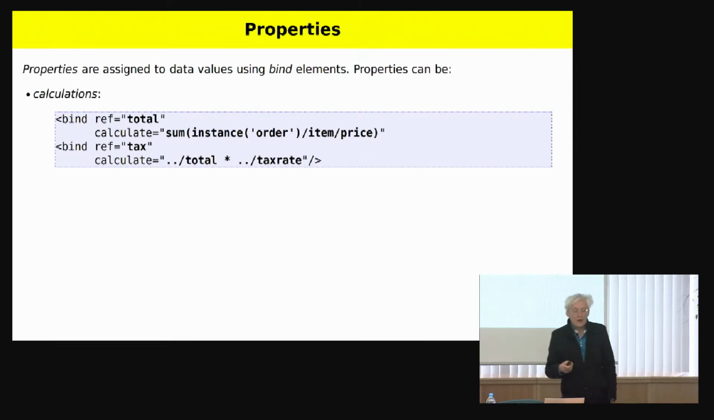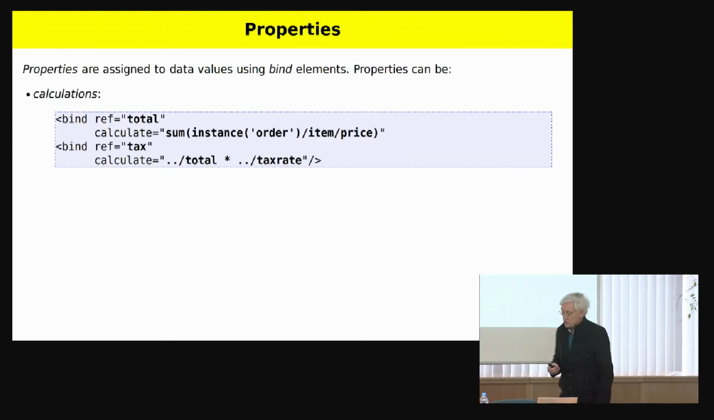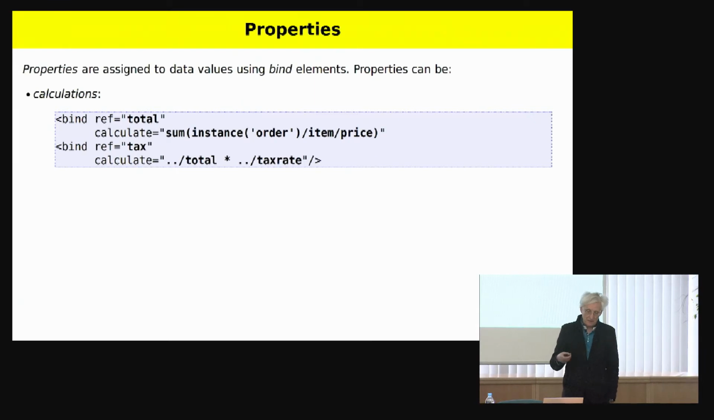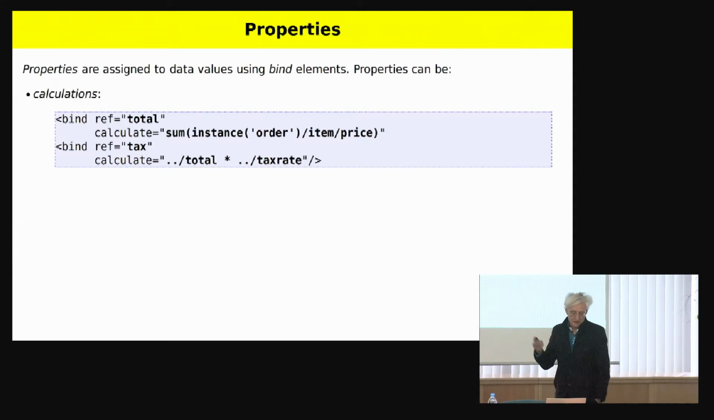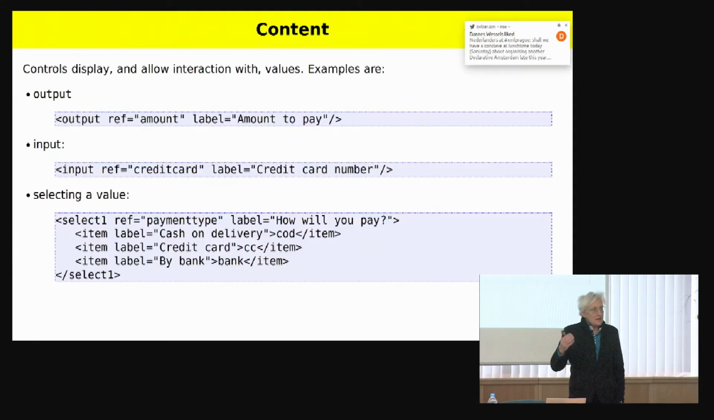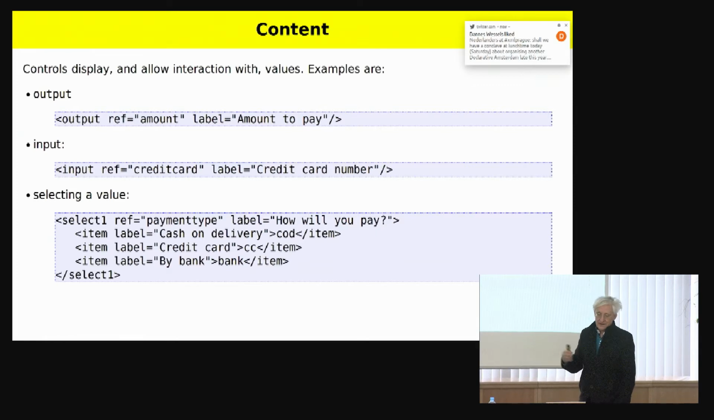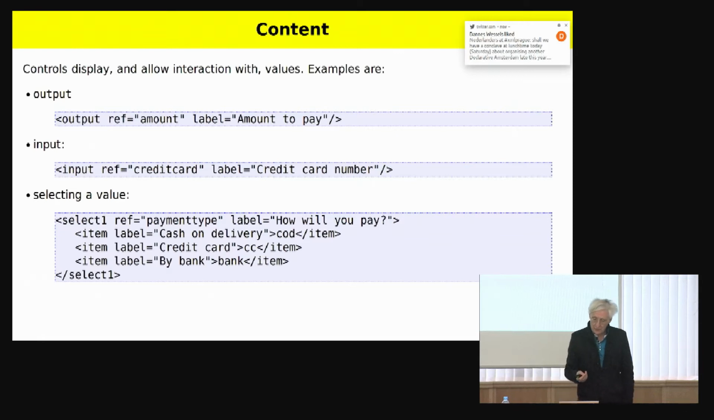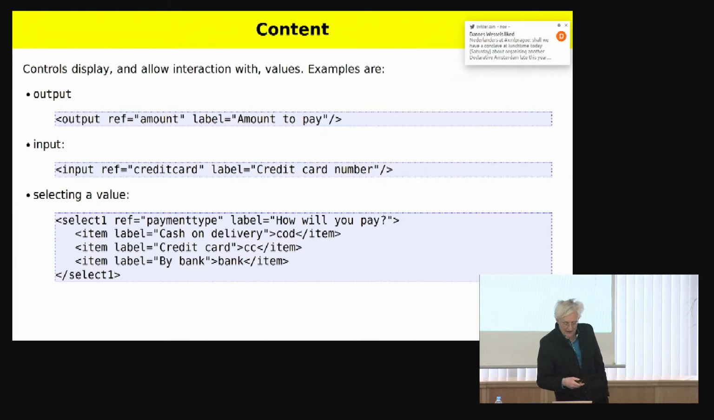And finally, calculations. You can calculate values based on other sets of values. So, for instance, the total can be the sum of the individual items, or the tax can be the total sum times the tax rate, and so on, just like in spreadsheets. So that's the data part, the model part, and then the content part contains controls. Here are some examples. You can output, you can input a value, you can select a value from a number of options.